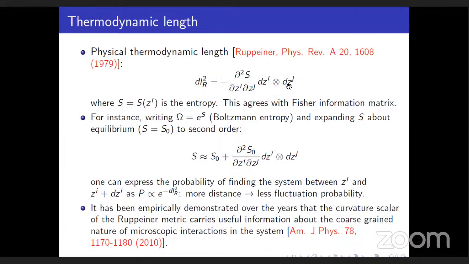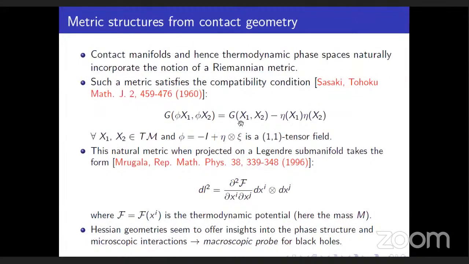So that's why this Ruppeiner metric is kind of intuitive, and it has been empirically demonstrated that the curvature scalar of the Ruppeiner metric, the Ricci scalar, possibly carries some useful information about microscopic interactions. So these are still in some speculation stages.